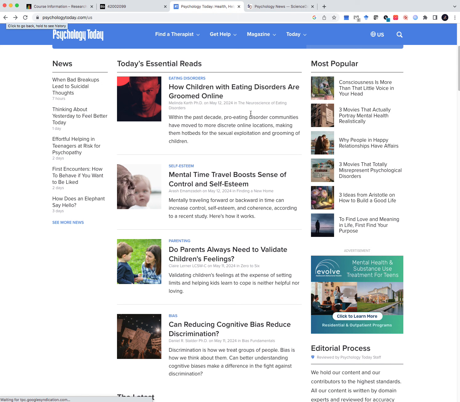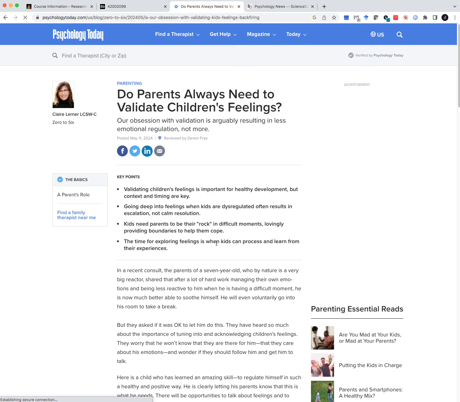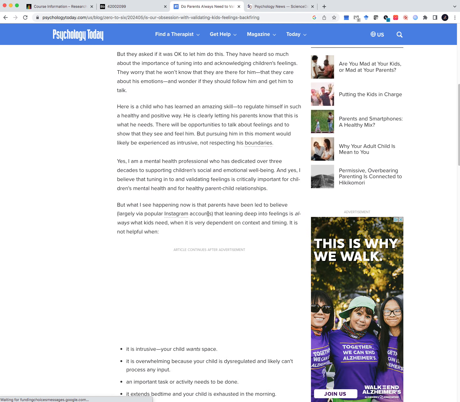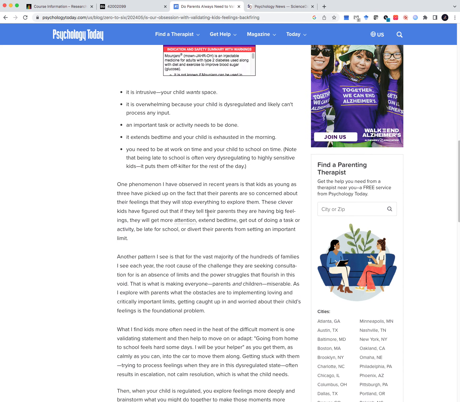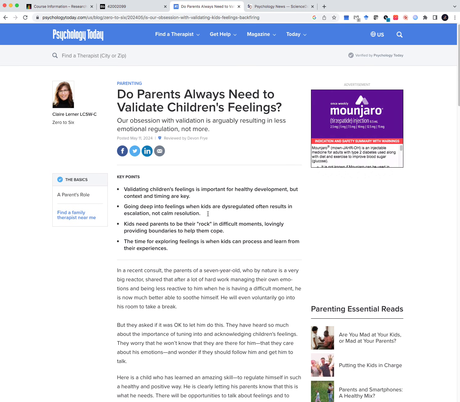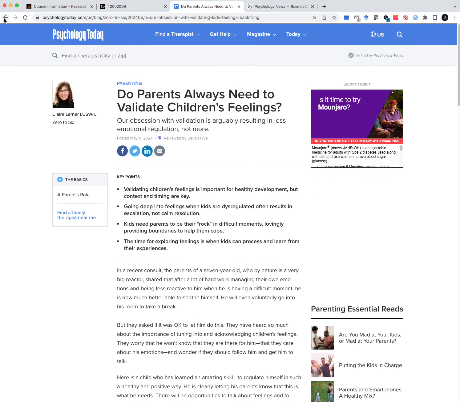Let's look at another example. Do parents always need to validate children's feelings? Okay, that sounds intriguing. Okay, so this is also not going to work because this is merely the opinion of some psychologist on some topic. Again, this is not based on any one particular peer-reviewed experiment. So this also would not work.